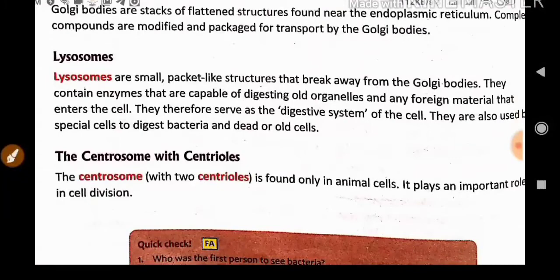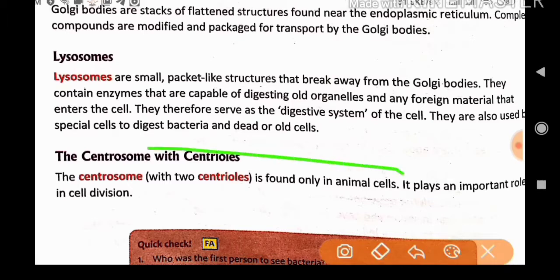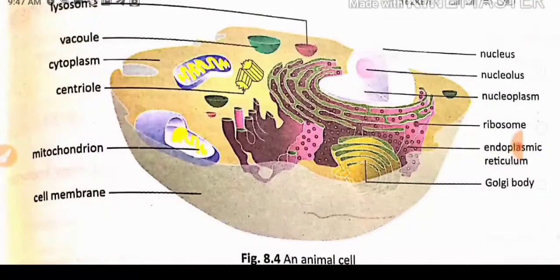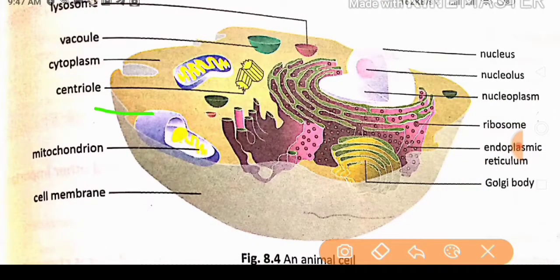Next is the centrosome with two centrioles, found only in animal cells. So you have to remember that the centriole is found only in animal cells. It plays an important role in cell division. In detail, you will read about them in higher classes. So these are the centriole structures, which are only found in animal cells.